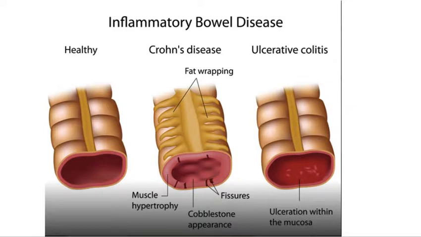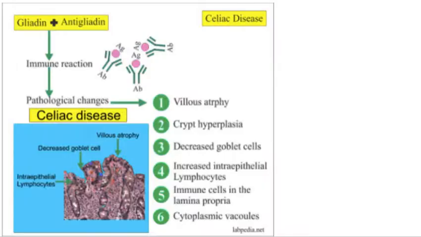Now, inflammatory bowel disorder. This is a healthy bowel; in case of Crohn's disease and ulcerative colitis, in Crohn's disease we have fissures, muscle hypertrophy, and it gives a cobblestone appearance. Whereas in ulcerative colitis, as the name suggests, ulcerative means ulceration, colitis means inflammation of the colon. So we're going to find the ulcerations within the mucosa.